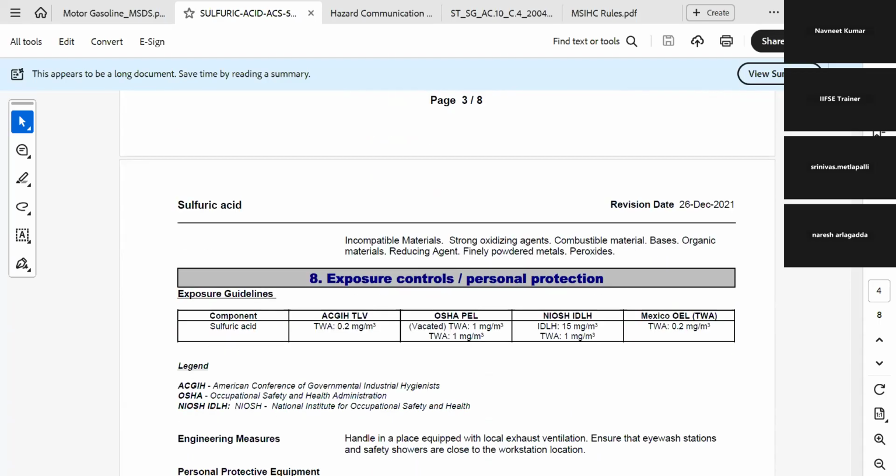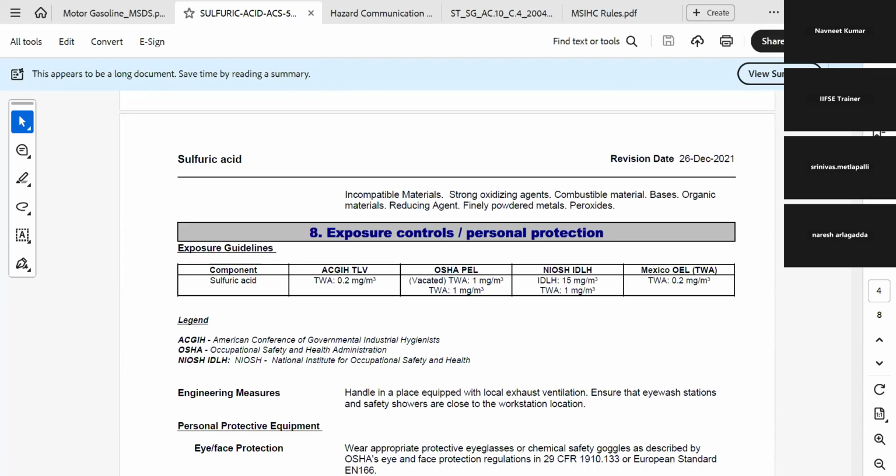And these are the exposure guidelines, like TWA, time weighted average. This is also calculated for 8 hours of duration. So 0.2 mg per meter cube within the area, it should not be more than 0.2. And for 1 mg per meter cube, it is 1 mg per meter cube as per OSHA. NIOSH, National Institute for Occupational Safety and Health, it is IDLH situation.